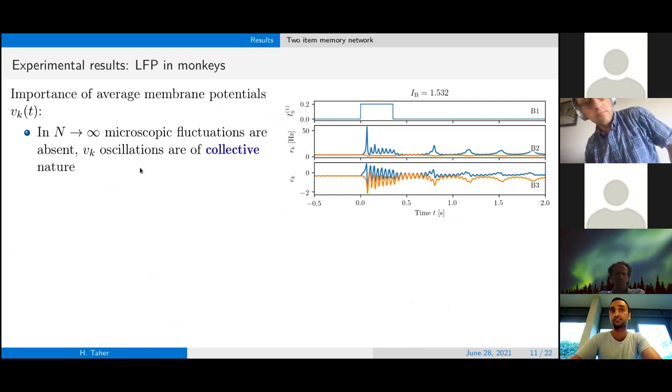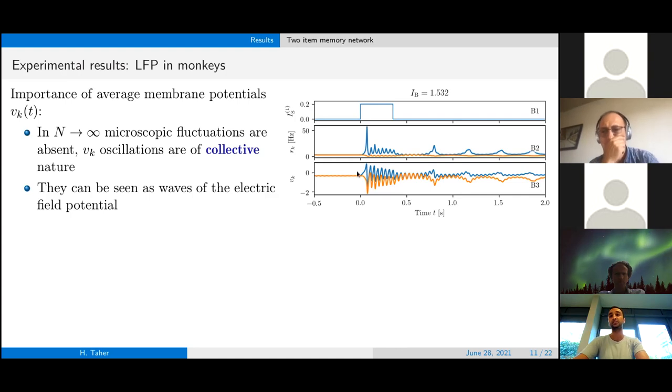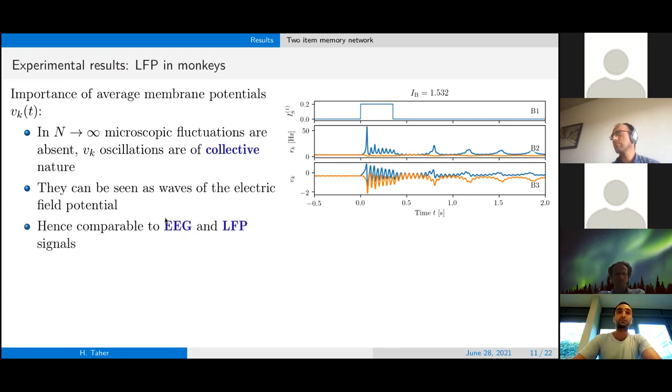The voltage is nothing else than an electric field potential. So these oscillations can be seen as waves of the electric field potential. And therefore, they are easily comparable to EEG and LFP signals. So let's take some experiments of working memory where we see such signals.